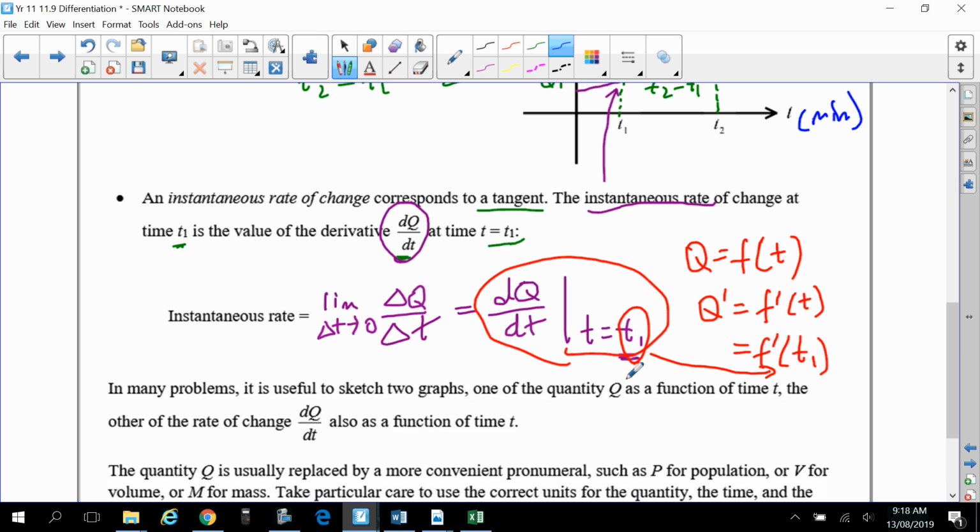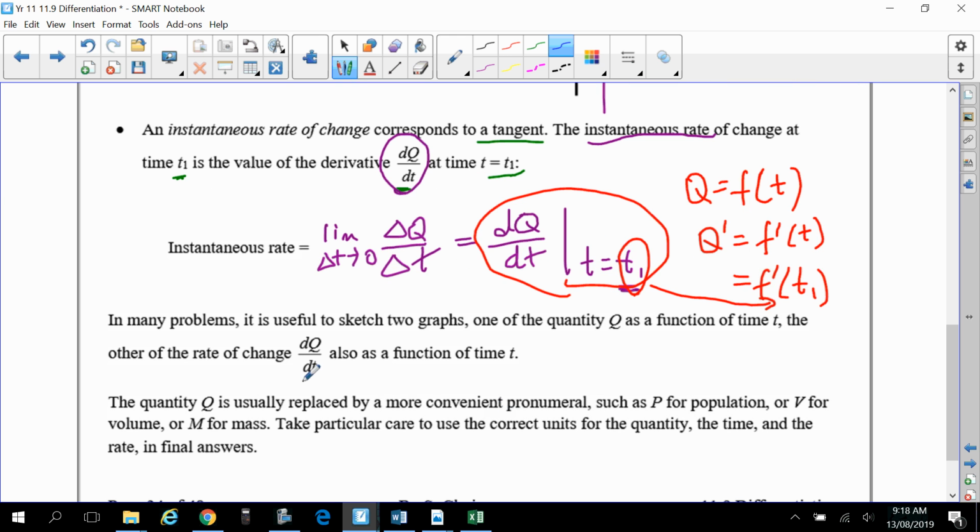In many problems, it is useful to sketch two graphs, one of the quantity Q as a function of time t, and the other of the rate of change, dq/dt, also as a function of time t. The quantity Q is usually replaced by a more convenient pronumeral, such as P for population, or V for volume, or M for mass.